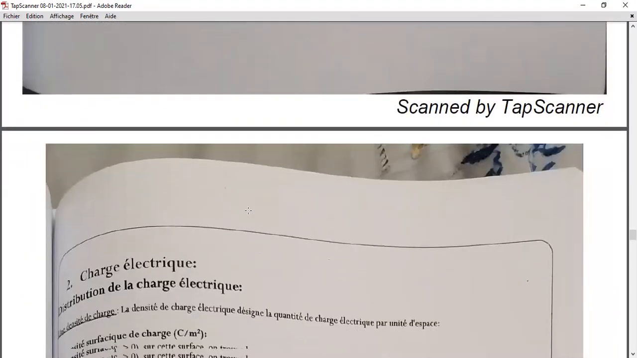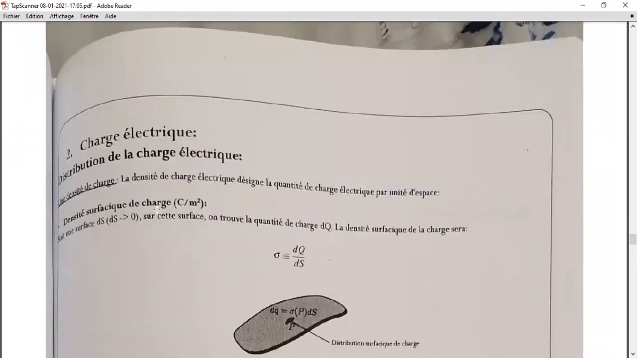Then there's also the density surfacing of the charge. They'll tell you to calculate the density surfacing of charges. This one is presented by the surface. If you see here, there's this surface and a dq. Then this is just the symbol for density surfacing.